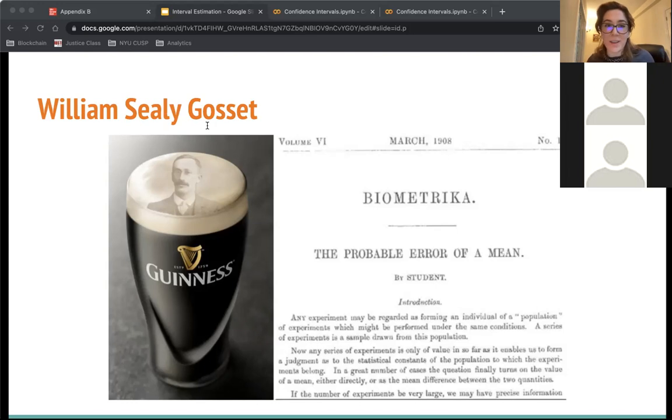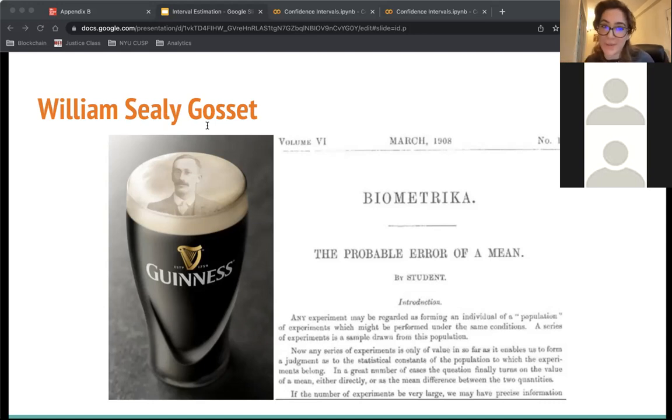Gosset studied under Pearson, and Gosset went by the name of Student to protect the trade secrets of Guinness. He was only allowed to publish his research on the condition that he not mention beer, not mention Guinness, and not mention his own last name. So he uses this moniker of Student. Some say this might be because of a notebook he had called the Student Science Notebook. And Gosset's most notable achievement was called Student's t distribution rather than Gosset's t distribution.